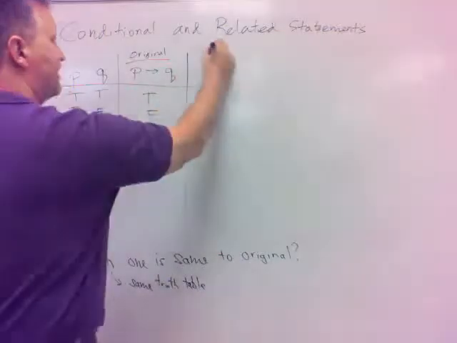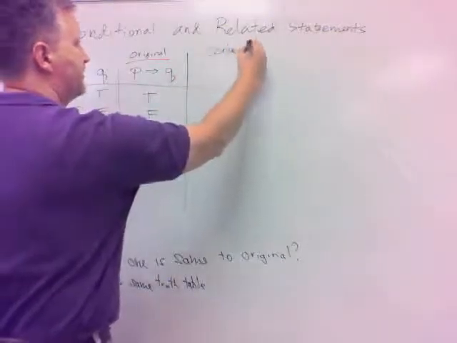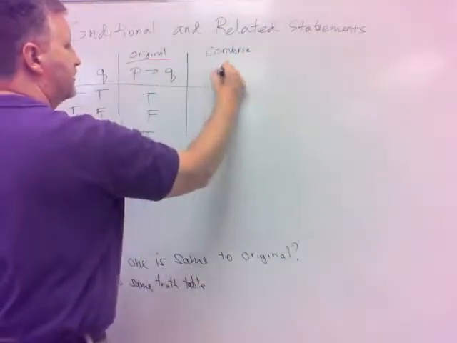All right, well, let's try the converse. Converse flips, so I'm just going to flip. That'll be Q arrow P.